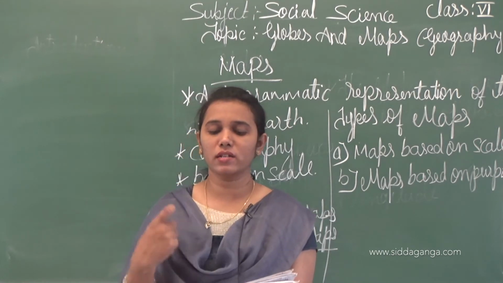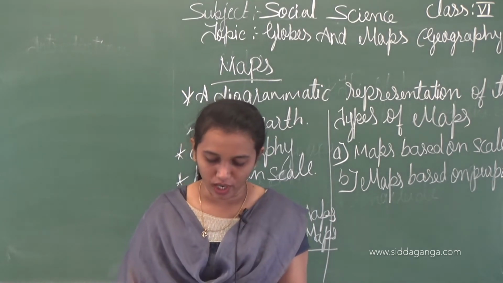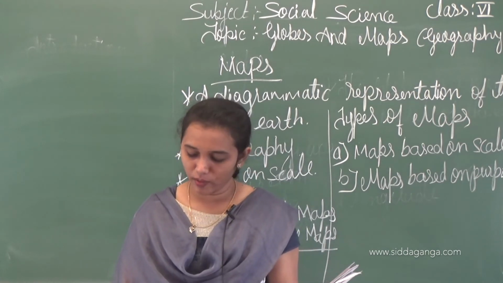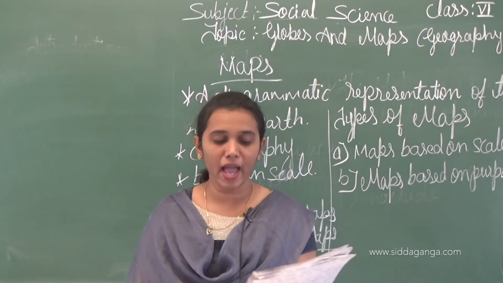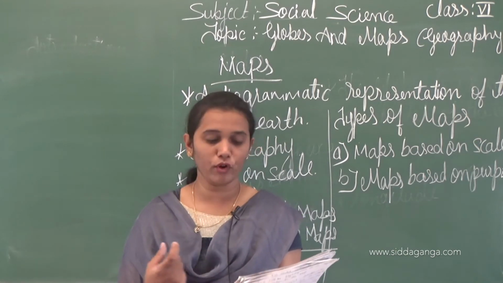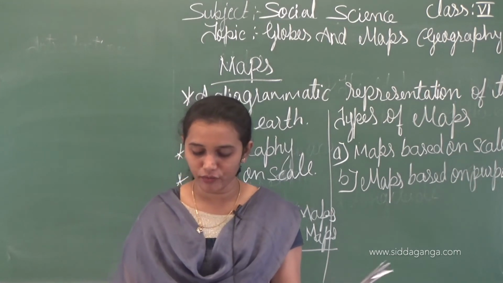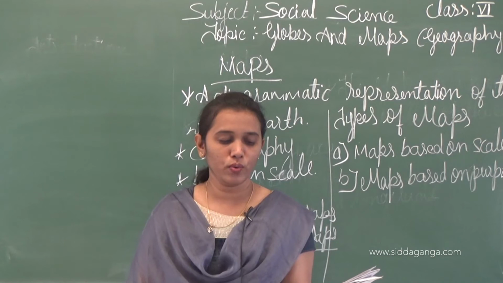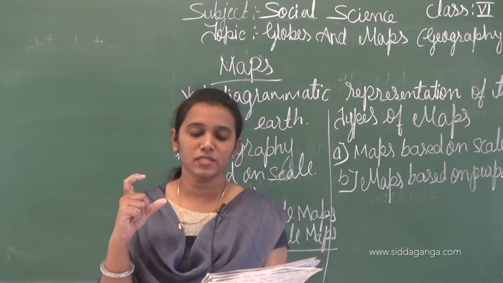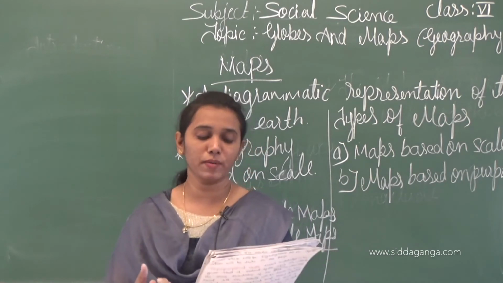Okay, see, you can refer to the large scale map on page number 141, children. Understood? Open your book, page number 141, large scale map. Look at the map, children. For the small scale map, you can refer to page number 142. Once again, I will repeat, children, maps based on scale, isn't it? Large scale maps and small scale maps.